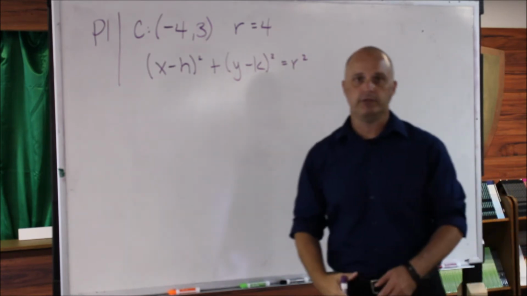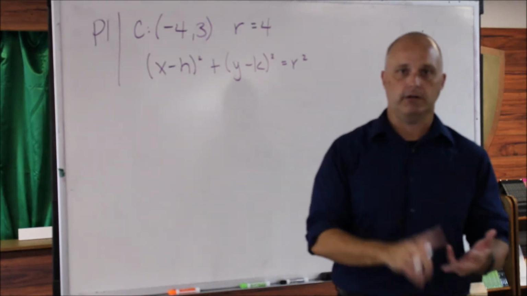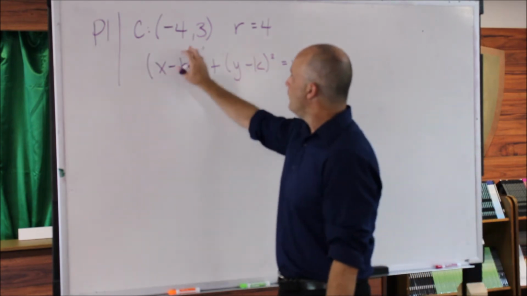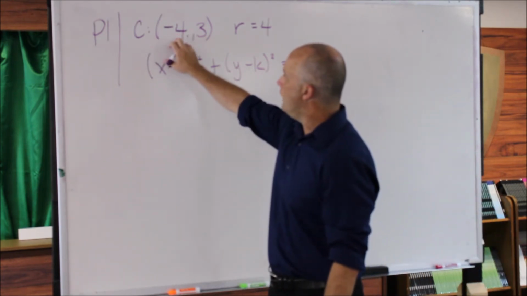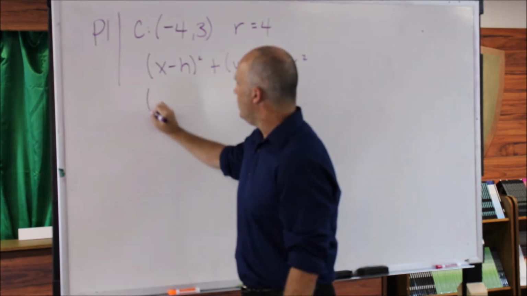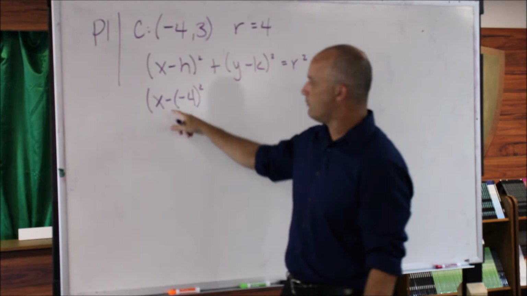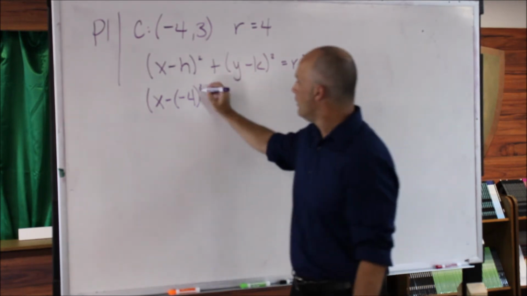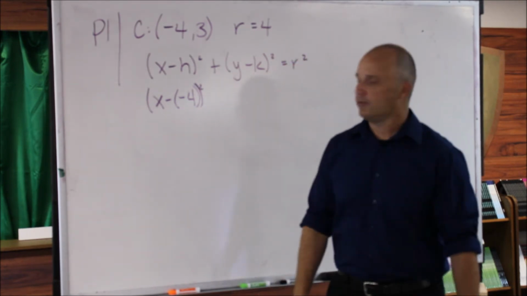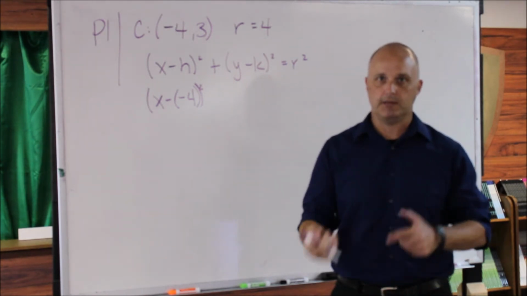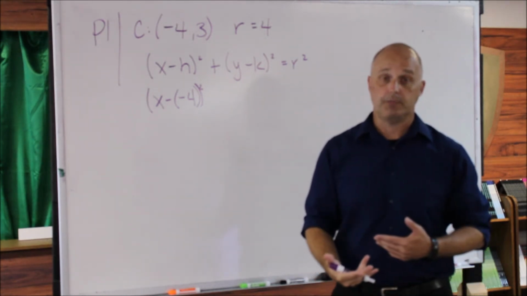So really all we have to do is take the h value, the k value, and the r value, plug them in, and then simplify it. We know that the h value is negative 4, so we're going to get x minus negative 4. Now notice that I'm going to put that negative 4 into a double set of parentheses there. What this is doing is reminding me that I have to multiply the negative times the negative in order to get to the positive.